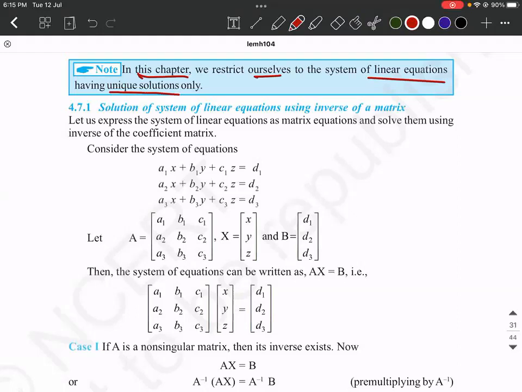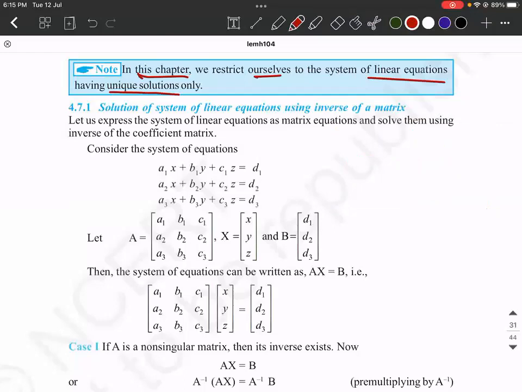Suppose the equations, see, first of all, what is the standard form of a linear equation in two variables or three variables? The standard form is ax plus by plus c is equal to 0. But for you to calculate using the inverse of a matrix, you need to ensure that it is of the form ax plus by is equal to c. That is the first step to be observed.